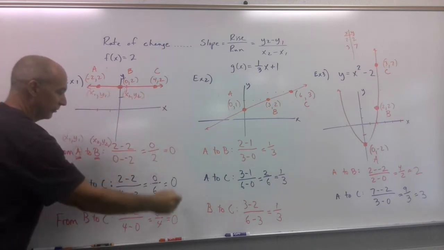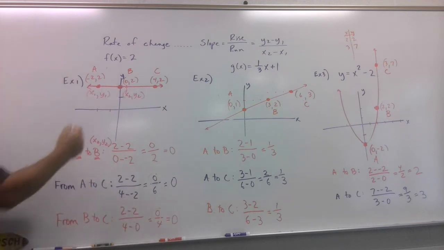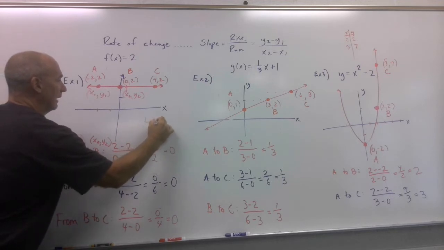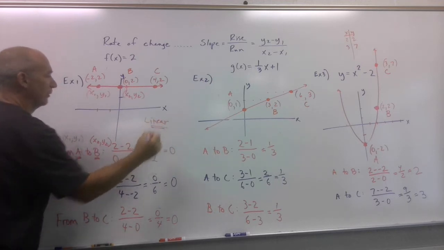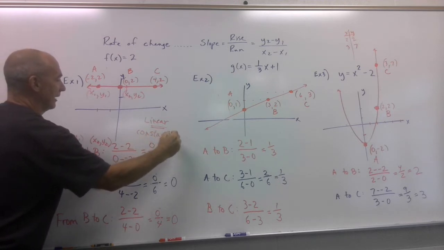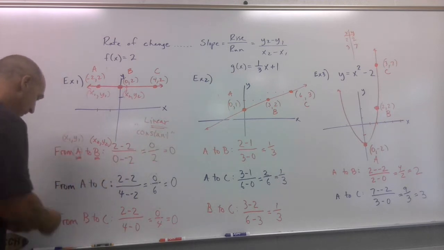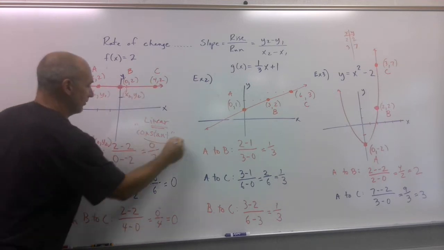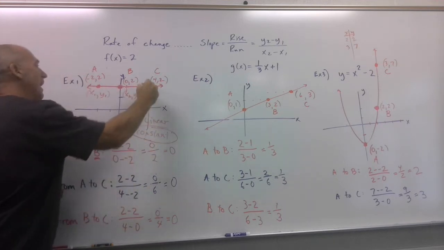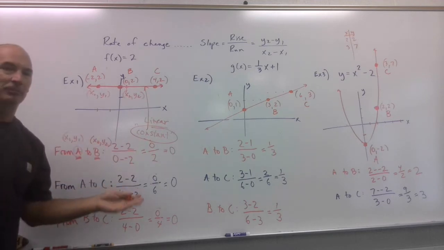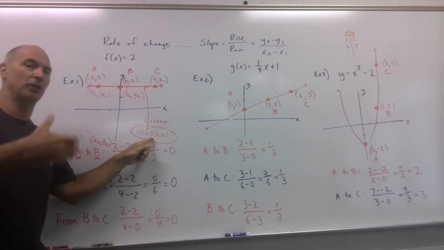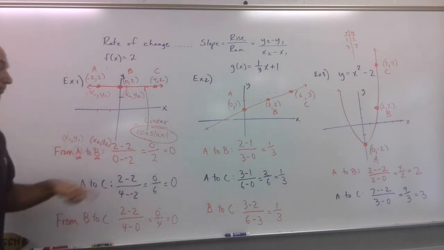Notice, 0, 0, 0. The book says, aha, because these are all the same, this is a linear function. They also call this a constant function because it's a flat line. So they add this language for a flat line. Not necessary, but I just want you to get familiar with the way the book calls things. So be prepared for that.